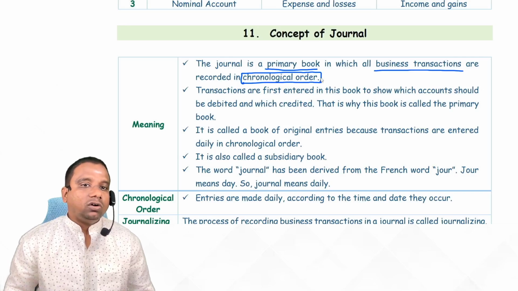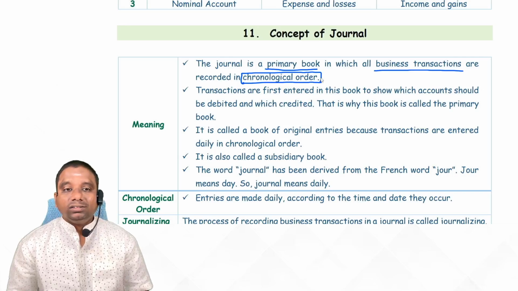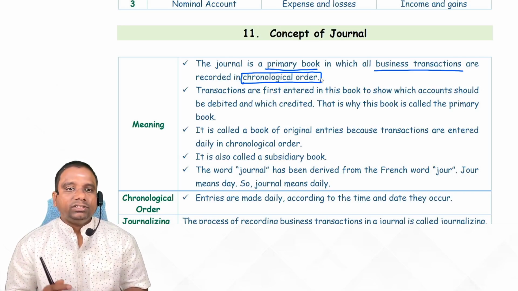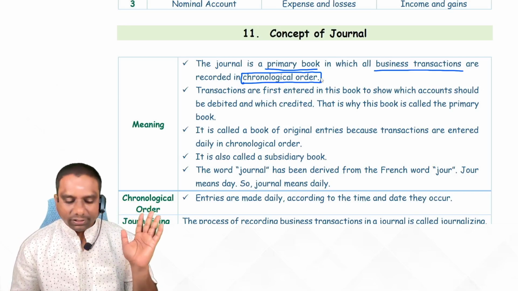So why should we record like this, sir? Otherwise we forget. That's why we record the transactions in the journal by following chronological order. Is it clear, students? Yes.